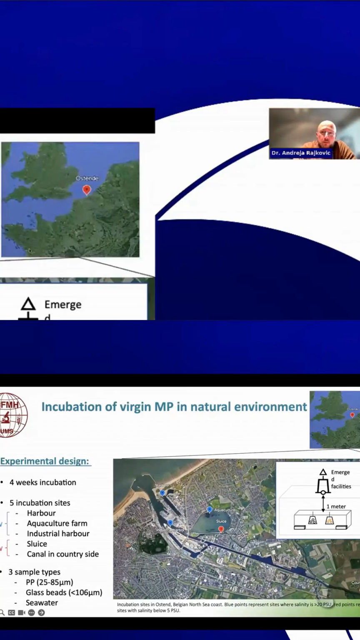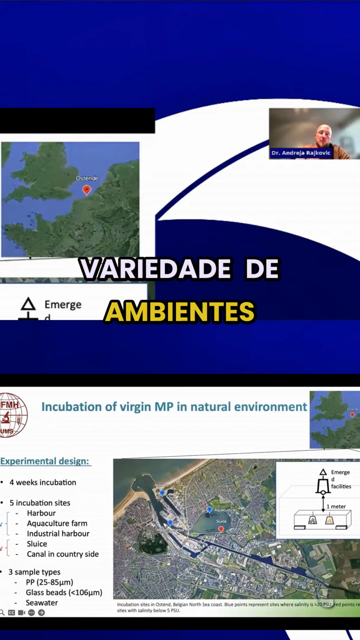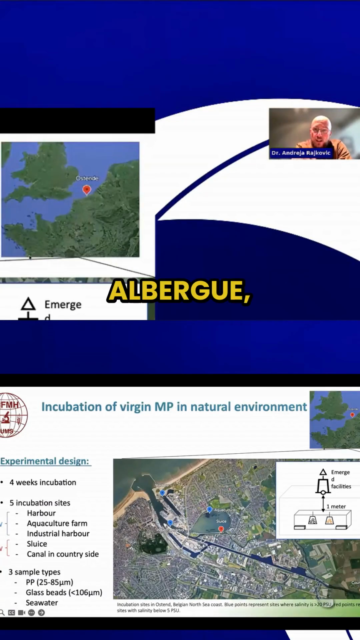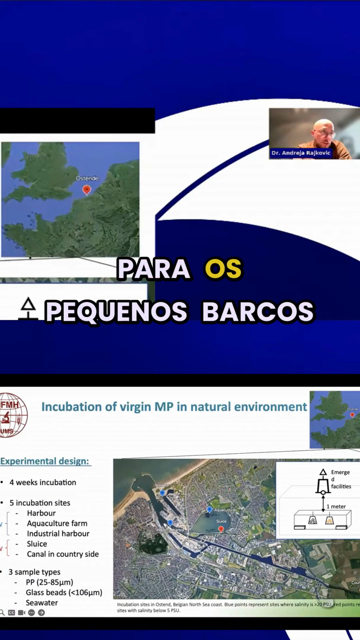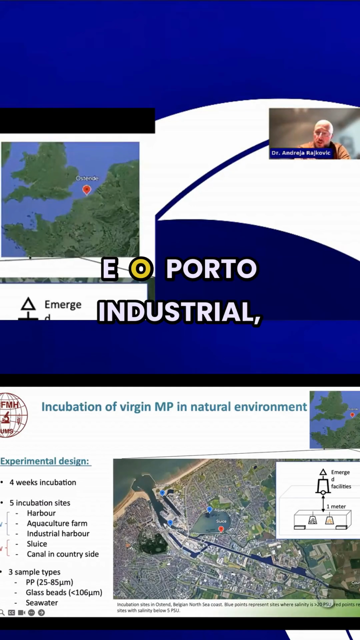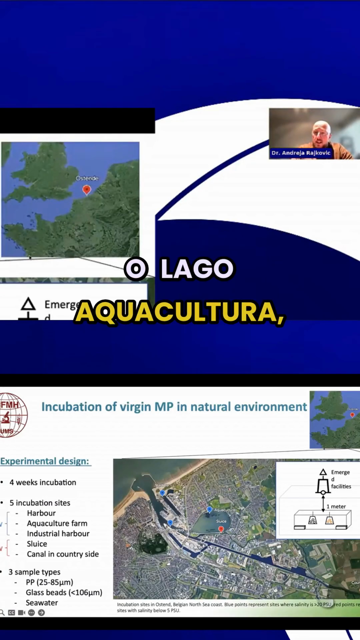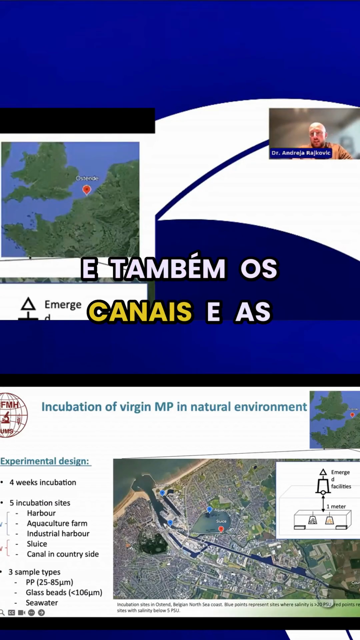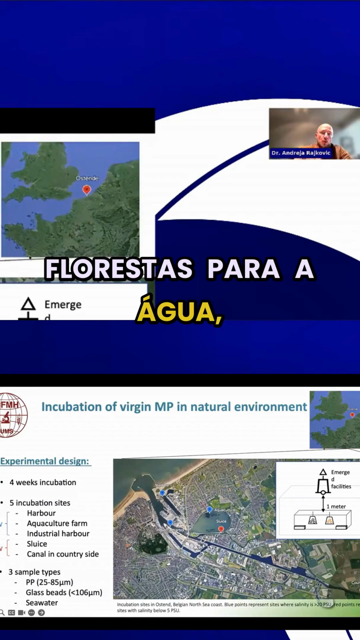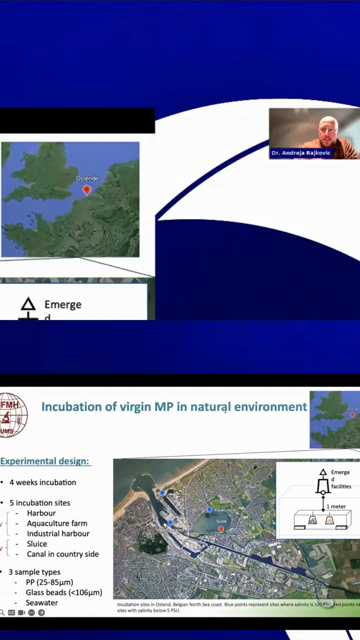To understand that, we have performed a large study making an incubation of microplastics in a variety of water environments, being a kind of harbor for small family boats and sport boats, and then the industrial harbor where the big industrial activities were happening, an aquaculture site, and then also countryside canals and sluices for the water which has been used for different urban and agricultural purposes.